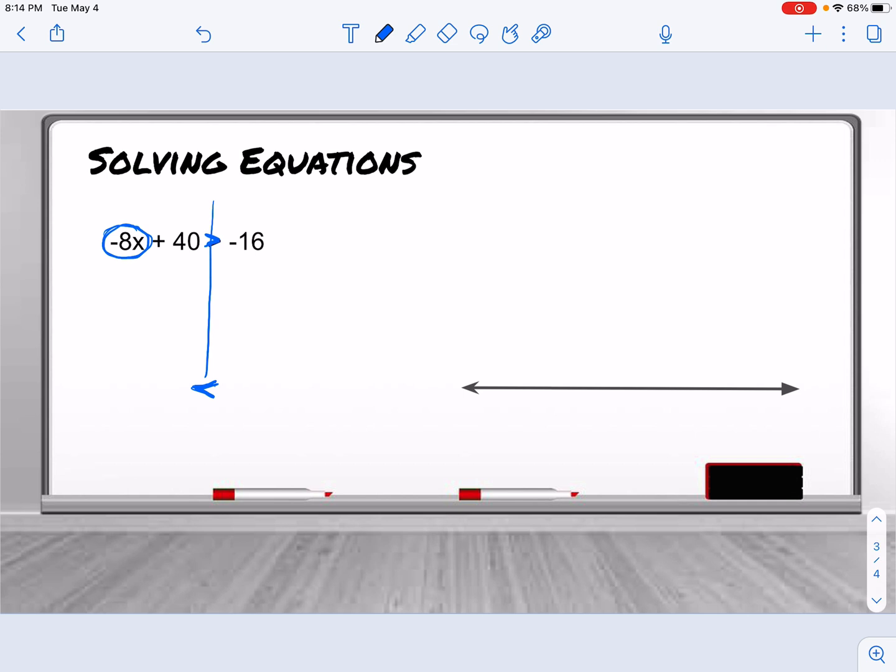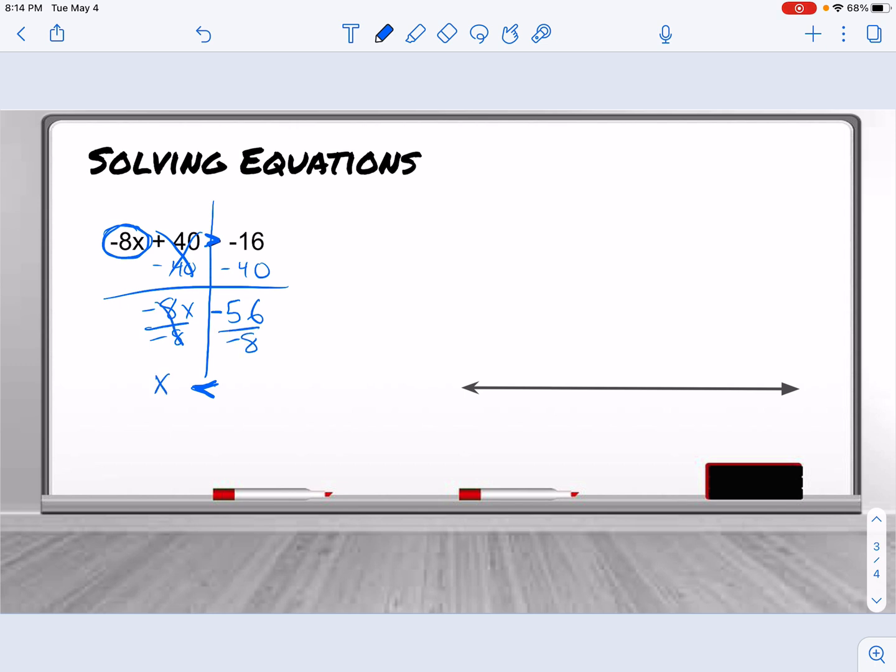So instead of adding 40, we have to subtract 40 to get rid of it. I still have my negative 8x. Negative 16 minus 40. I'm already at negative 16, and I need to go backwards, or down, 40 more. So I can add these two numbers, and I'd be at negative 56. Now I need to get rid of multiplying by negative 8, so I do the opposite of multiply: I divide.